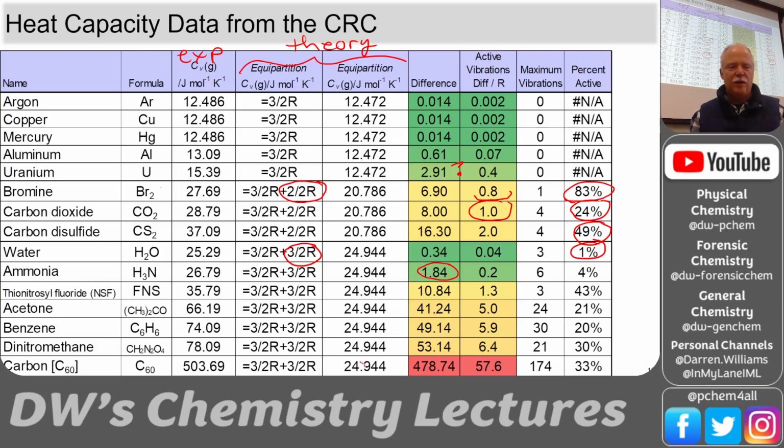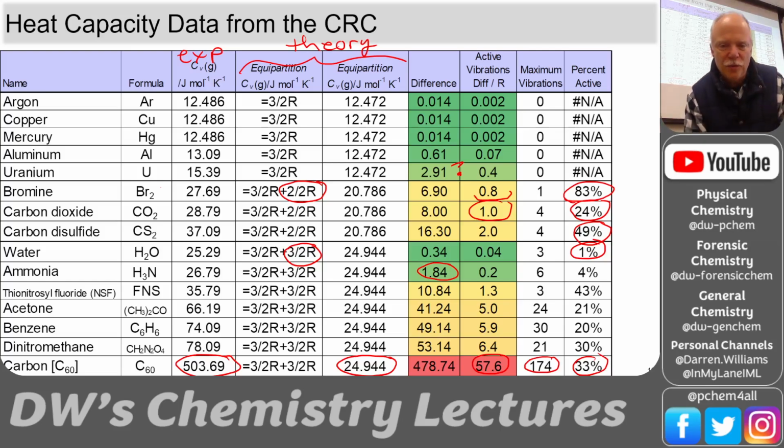But look down here at carbon C60, right? The theoretical value is 24.9. The experimental value is 503. Okay, so we have about 56 vibrations that might add up to that. So there's a maximum number of 174 vibrations, and so we're activating about 33% of those vibrations in C60.